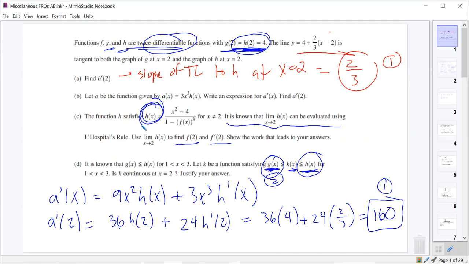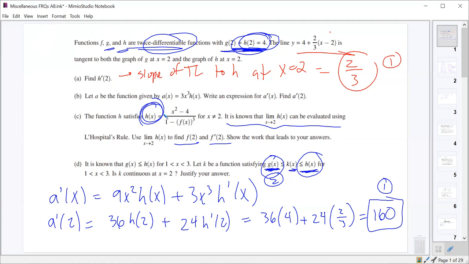Function h satisfies this for all x values that are not 2. Yeah, so that's okay. It still tells us the value at 2 is 4. So it's approaching 2. That tells us that the limit is equal to 4 as we approach 2 for h.